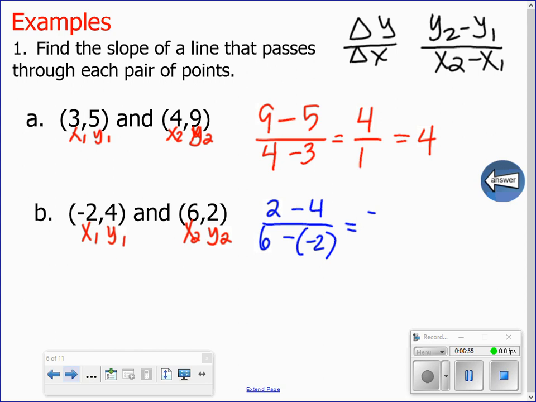2 minus 4 is negative 2. 6 minus the negative number, 6 minus the negative would be the same thing as saying 6 plus 2, and that would be 8. And then we can simplify this fraction as negative 1 over 4. So for A, the slope is 4. For B, the slope is negative 1/4. And A would have the steeper slope because 4 has a greater absolute value than 1/4, or negative 1/4.